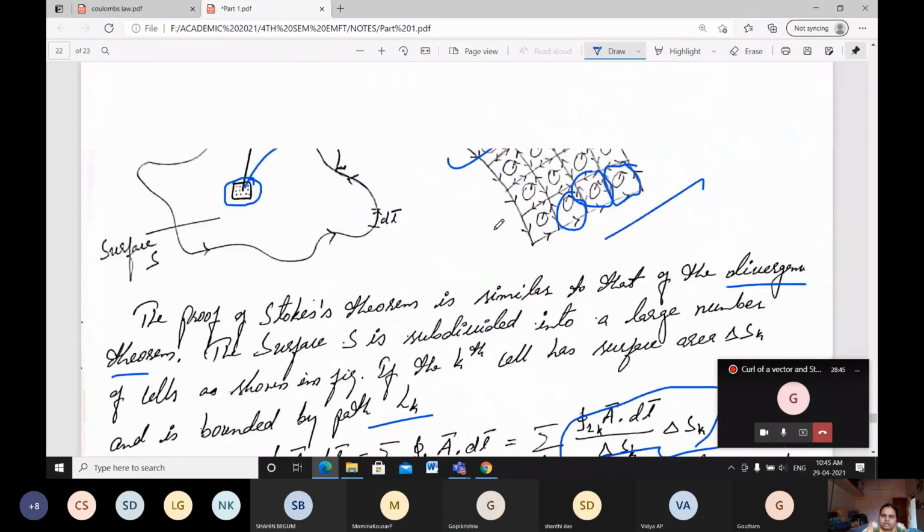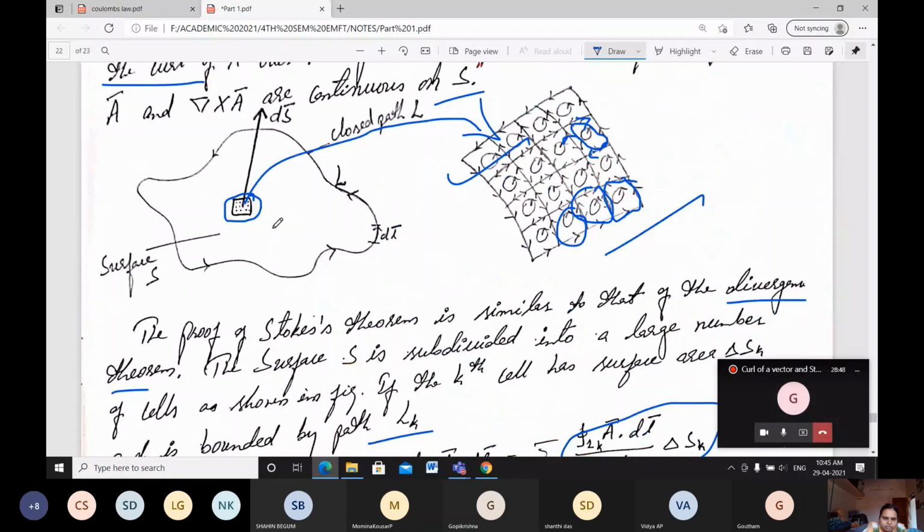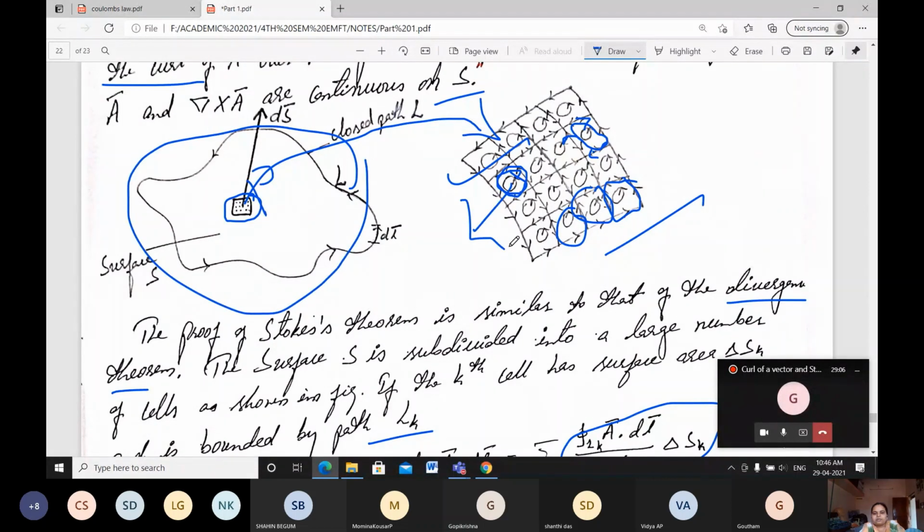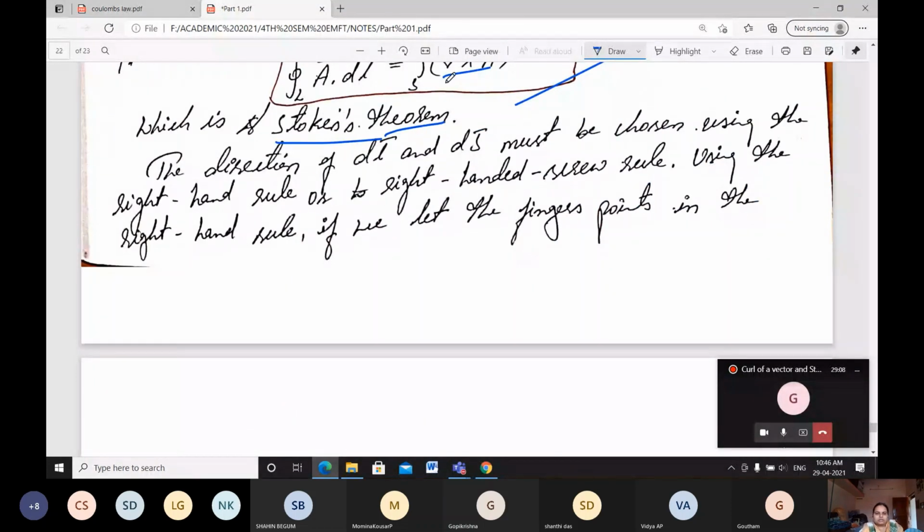If I find the curl for a small element of the surface, then it is easy to find it for the whole path surrounding that region. That is the information the Stokes theorem gives us.